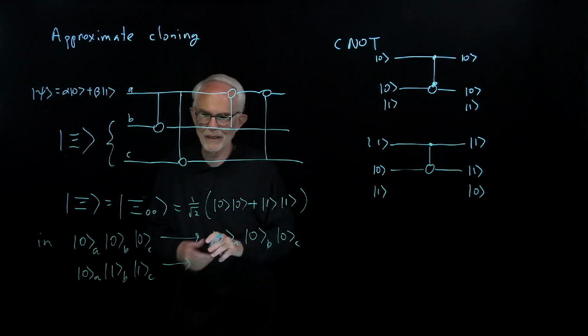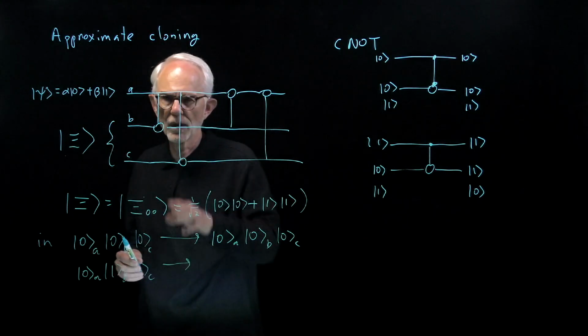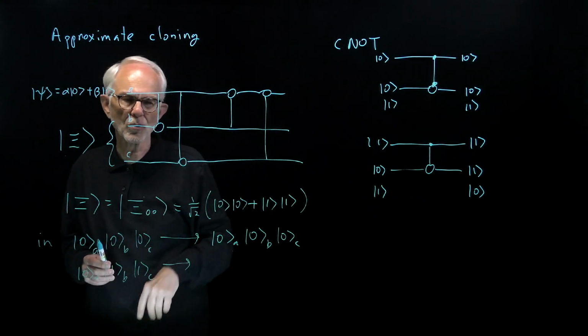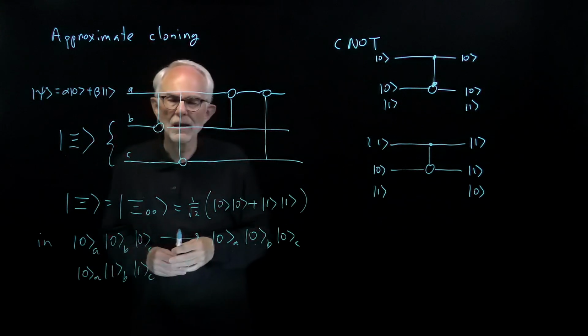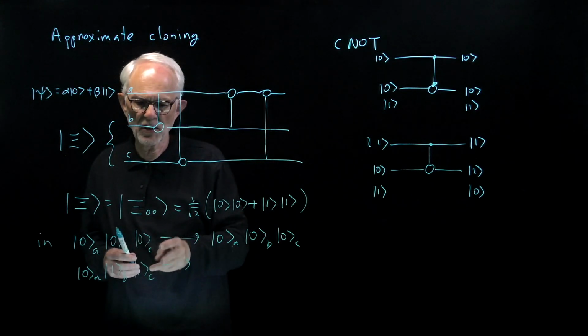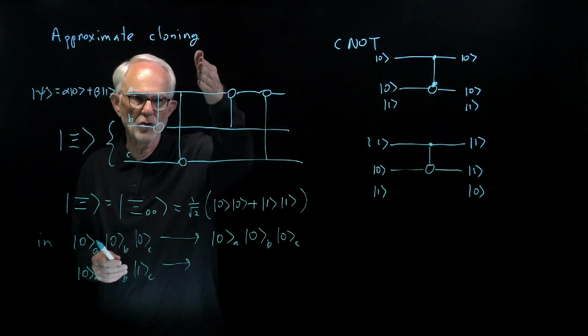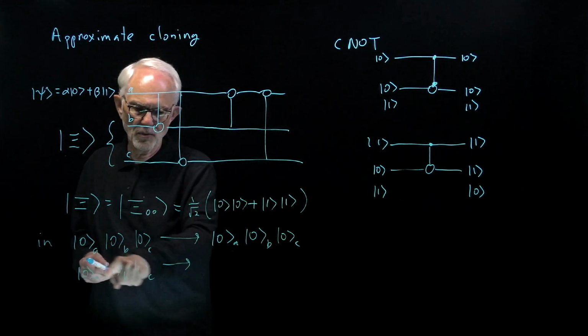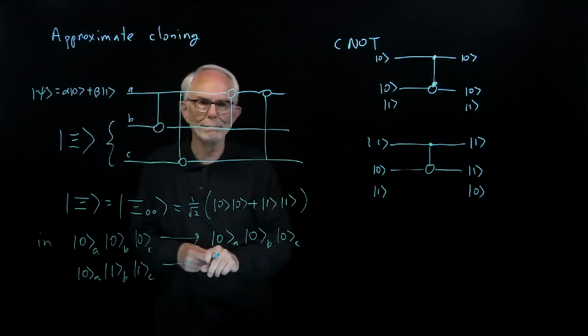So what's going to happen there? Well, as before, the A qubit is the control for the first half of the circuit, and it's a 0, so that means nothing's going to happen to the other qubits. So by the time we get to here, the state hasn't changed at all.